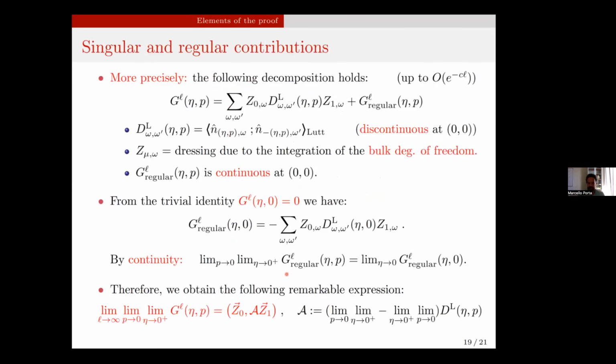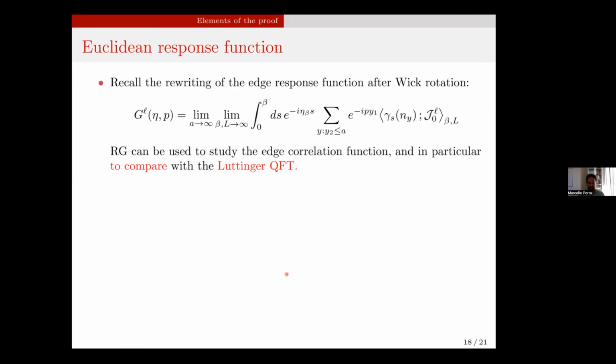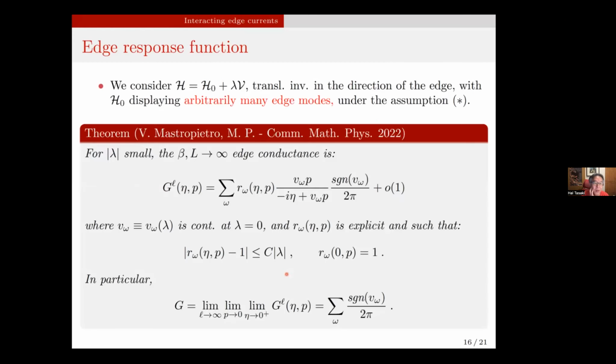You're right that the universal object is the limiting value. This limiting value is universal because it's the sum of the chiralities of the edge modes, and this V of lambda is given by a convergent series around the non-interacting velocities. So these signs don't change. They're the same signs as in the non-interacting case.